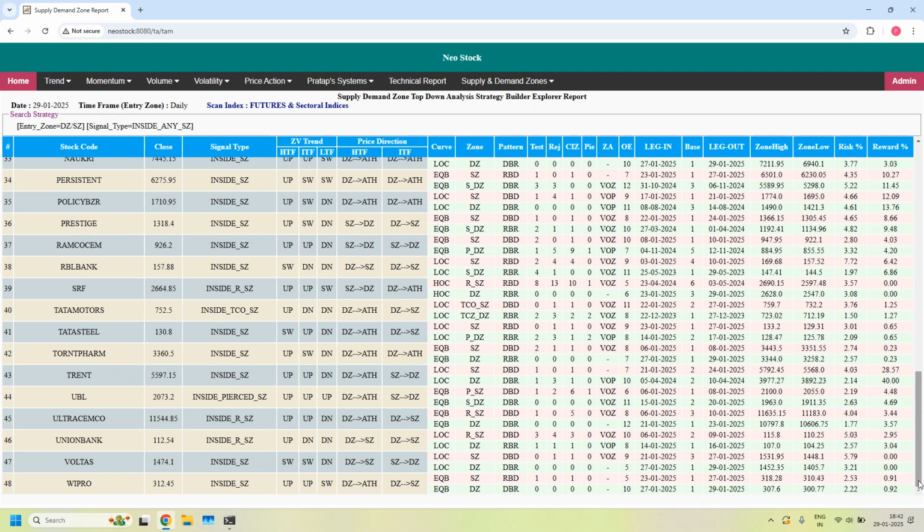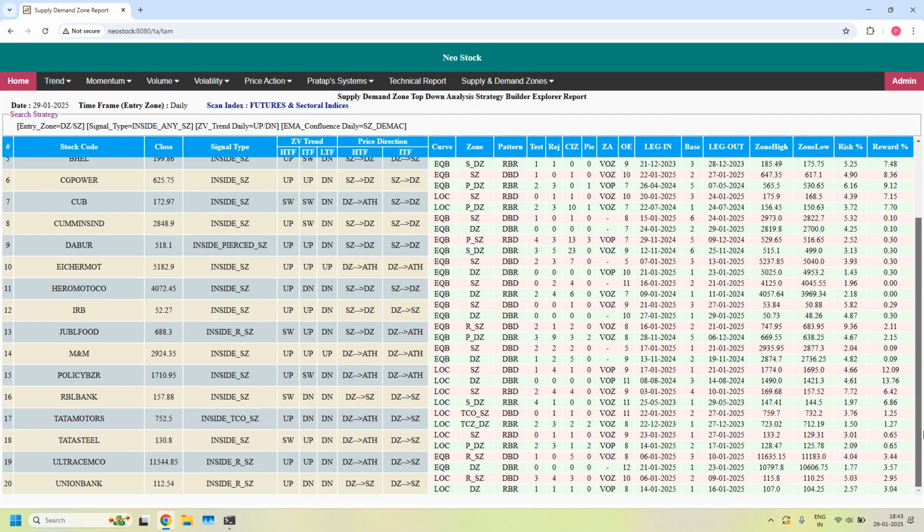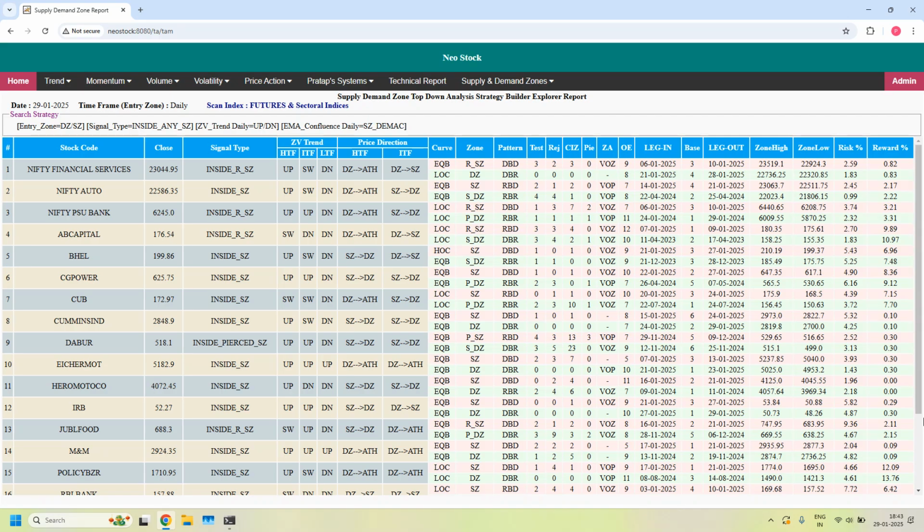We can further filter this list by setting the high probability parameter, daily EMA Confluence, for these daily supply zones. So in the EMA Confluence filter at a daily time frame, I am setting the filter: daily supply zone having daily EMA Confluence, and the trend on the daily time frame should be either up or down, but it should not be sideways, because EMA Confluence does not make any sense in a sideways trend. Okay, with these filters, the list has come down to 20 stocks from 58, right?